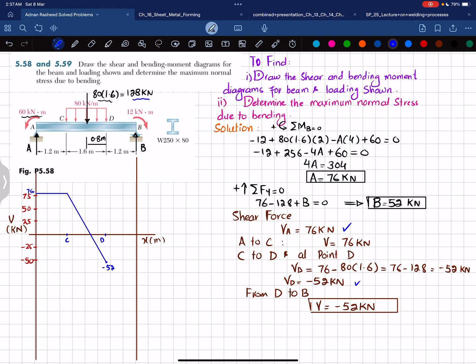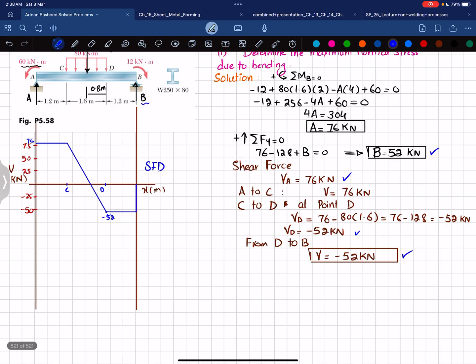Now from D to B there is the same shear force, which is minus 52 kilonewton, and at the last you can see you have B, which is plus 52, and that will bring it to 0. So this will be your shear force diagram. Again, you can see that at this point the shear force is 0, and at this point you will see in a while that the bending moment will be maximum.